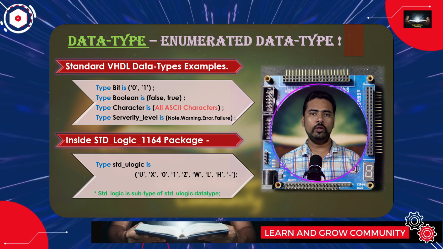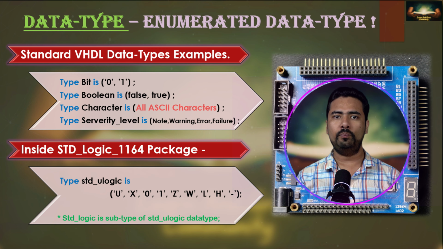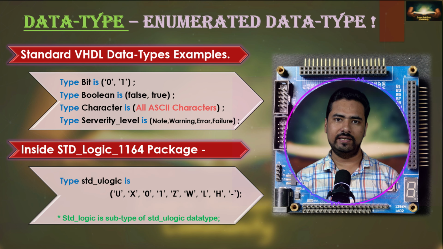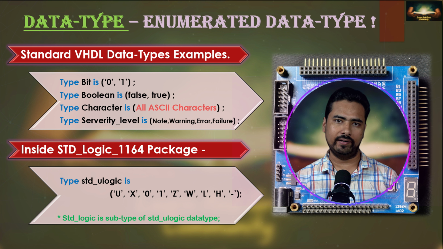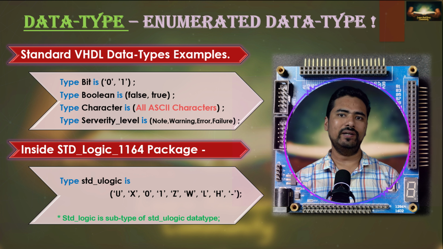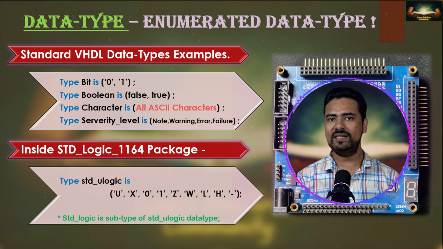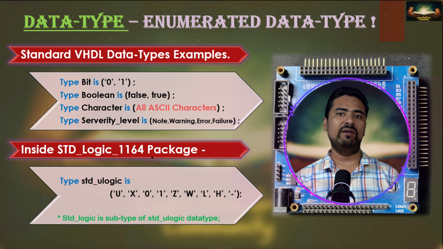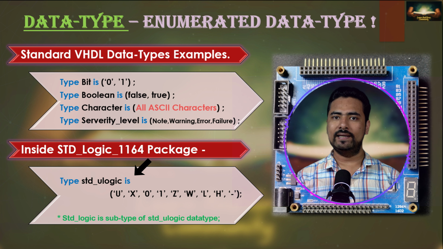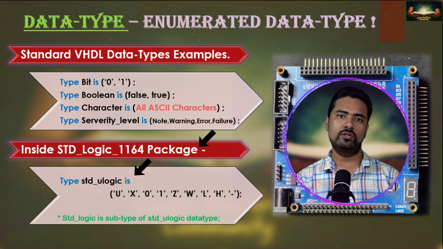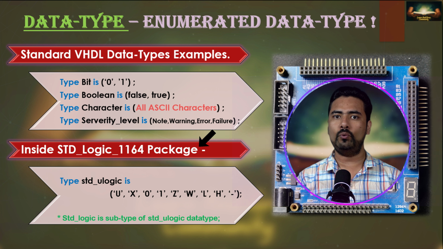Hi, in the last few sessions, we have covered VHDL signals and data types. We talked about enumerated data types and also pre-supported data types in VHDL. Till now, we have covered std_logic_vector, integer, boolean data types, as well as enumerated and array data types. Let's quickly recall the data types which are predefined in VHDL standard package definitions, and we will also see std_logic, std_ulogic inside the std_logic_1164 package.